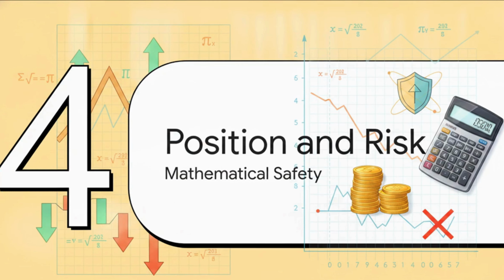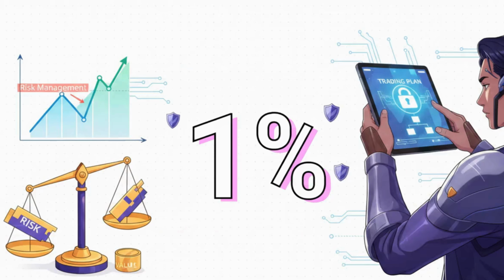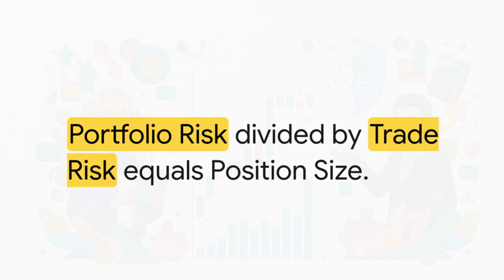All right, Section 4, calculating position and risk. Identifying a beautiful setup is totally useless without rigorous mathematical risk management. 1%. Embed this in your brain. As a strict rule on this desk, we are willing to risk absolutely no more than 1% of our total trading portfolio on any single trade. No gut feelings, no just this once exceptions. 1%. So how does that translate to position size?